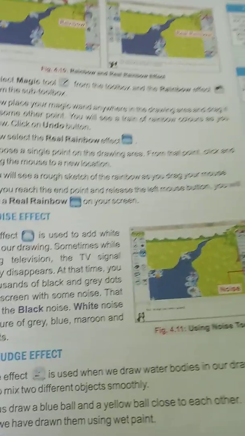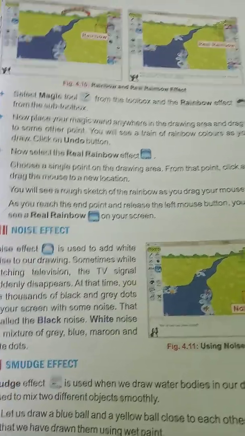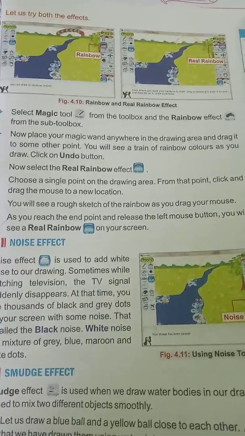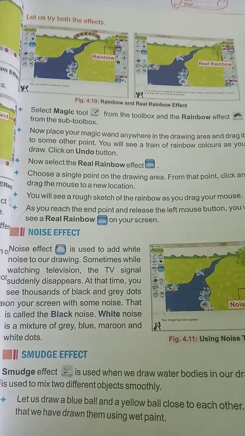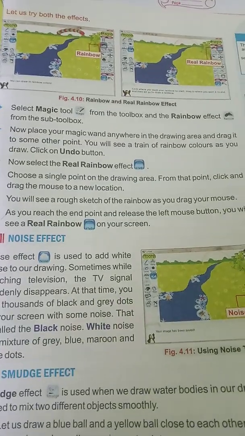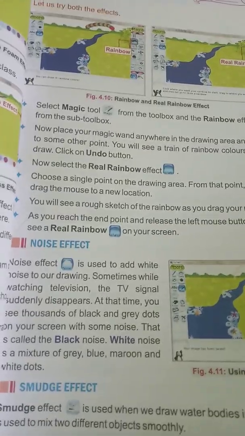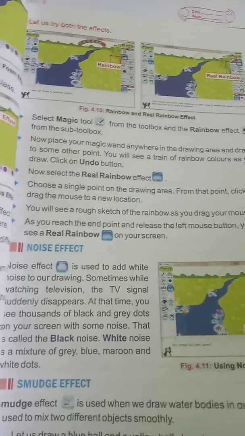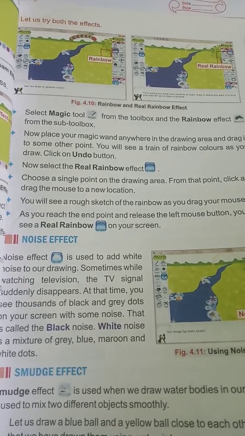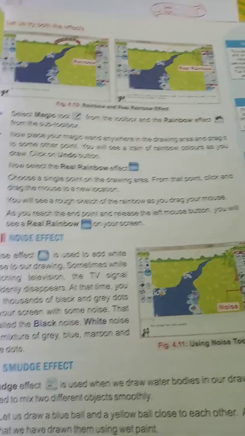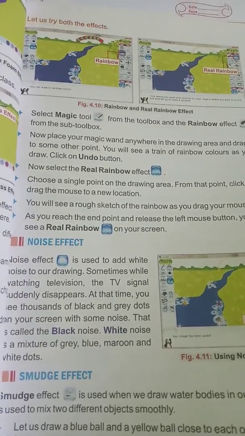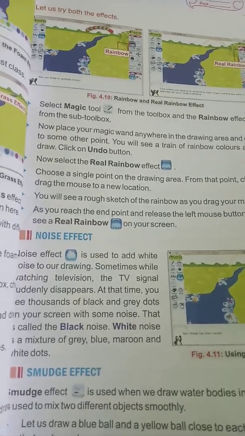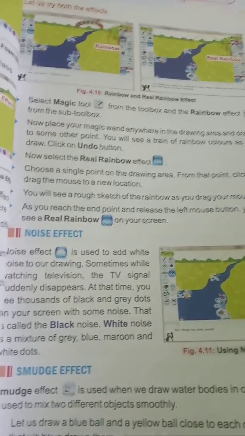Okay. Children, whenever we are watching our television, when the signal goes, a screen automatically comes that looks black and gray with black and gray dots, and there is some sound like this. That is called black noise. Okay. And what is white noise? White noise is a mixture of gray, blue, maroon and white dots. As black noise is a mixture of black and gray dots, but white noise is a mixture of gray, blue, maroon and white dots. Again, I am making you understand.